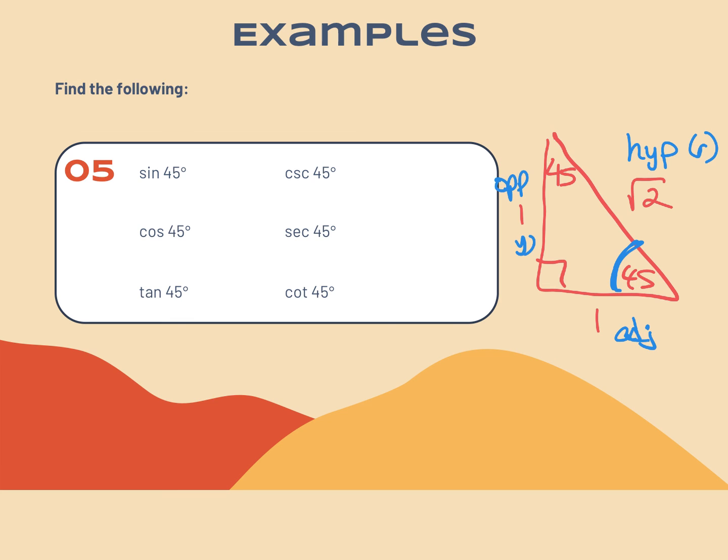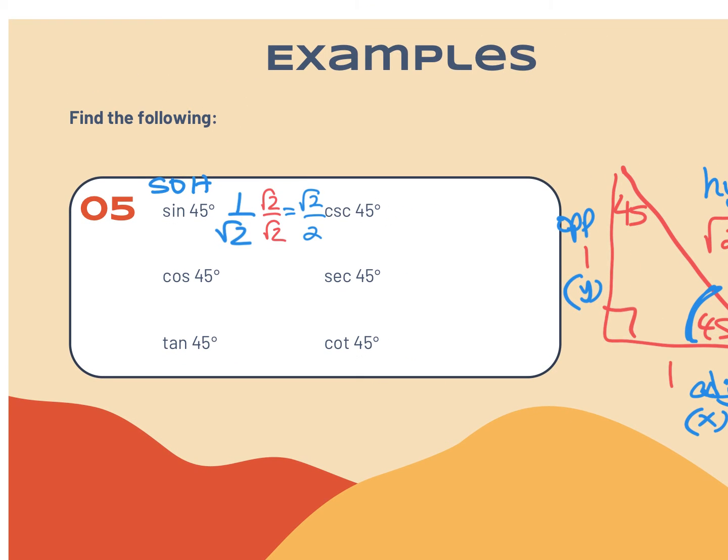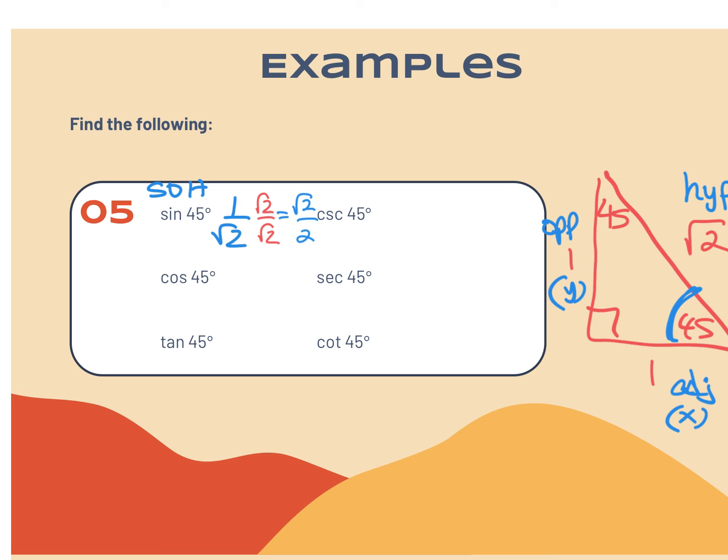So opposite is Y, adjacent is always X. So let's fill it in. So again, if you're using your Sohcahtoa, sine is SO. So opposite over hypotenuse gives me 1 over the square root of 2. Rationalize. Final answer, square root 2 over 2. For the cosecant, take the original and flip it. So square root 2 over 1 is just the square root of 2.